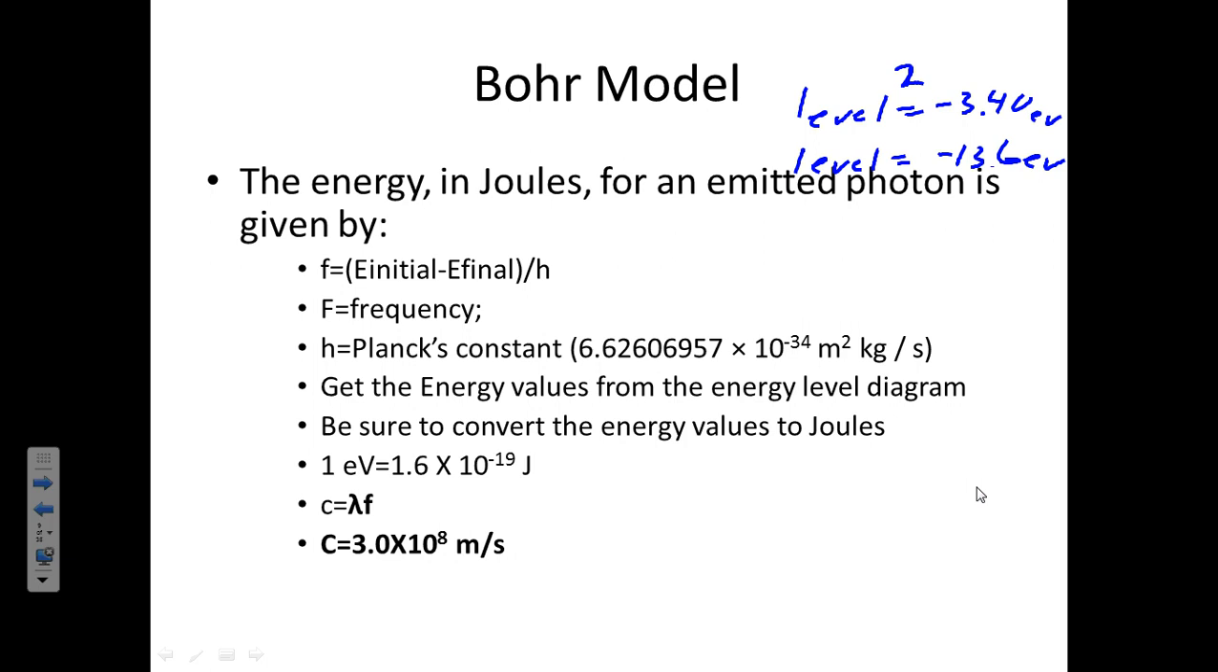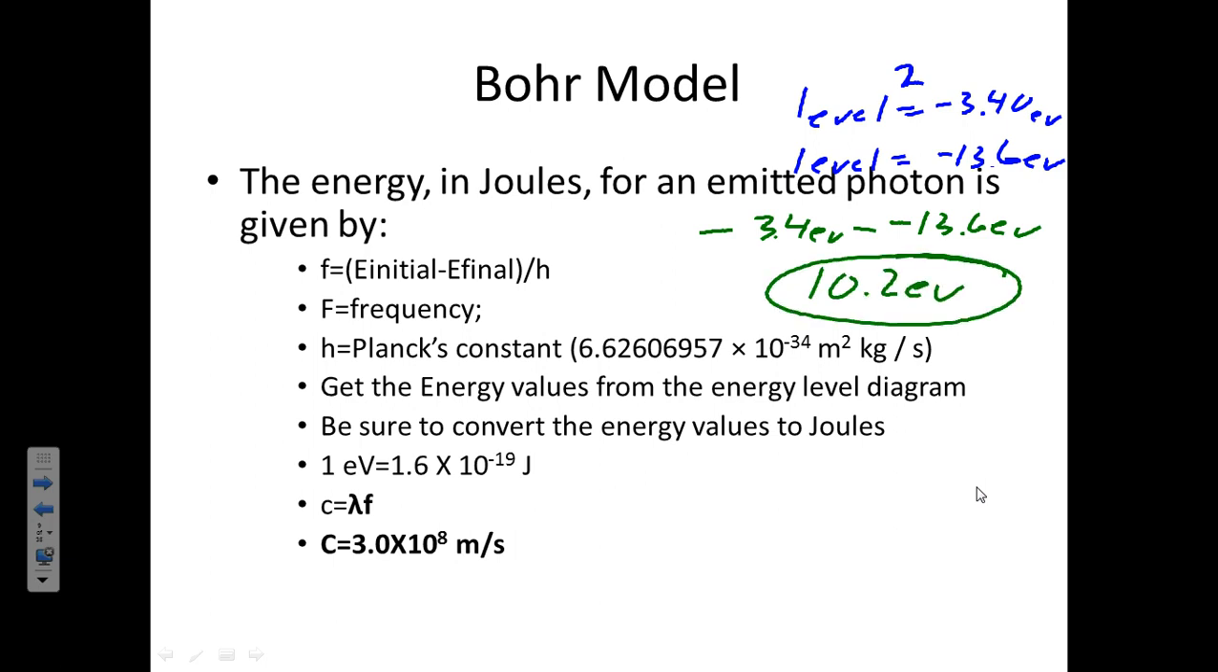So the first thing we want to do is find the energy. The energy released is equal to where we started, negative 3.4, minus where we ended up, negative 13.6. Subtract that out. We get 10.2 electron volts. That's the energy that's released.